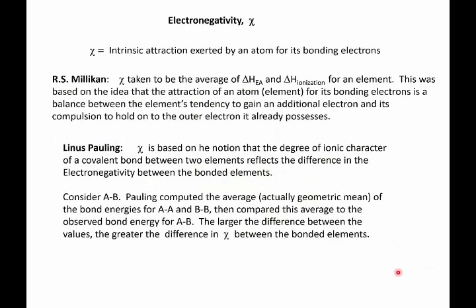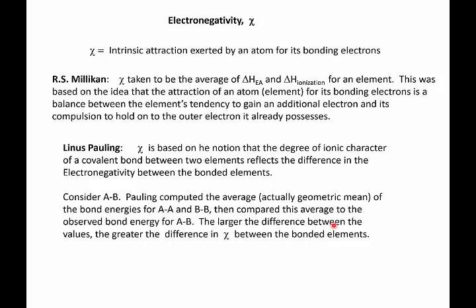Now, let's talk about electronegativity. Electronegativity is an important quantity that is discussed in organic chemistry. I think you all have a good sense, understanding of what that is. Electronegativity is represented by the symbol chi, a small case Greek letter. It's defined as the intrinsic attraction exerted by an atom for its bonding electrons. So it makes reference to an atom forming a bond to another atom, as in a molecule.